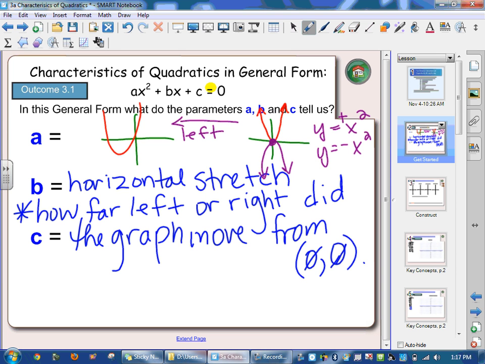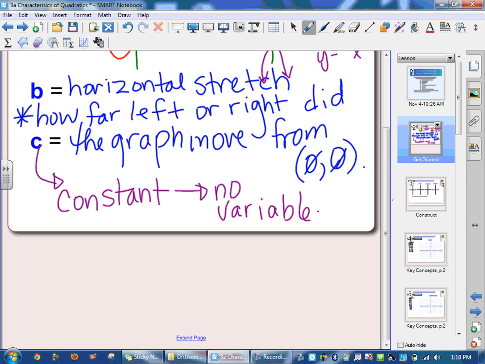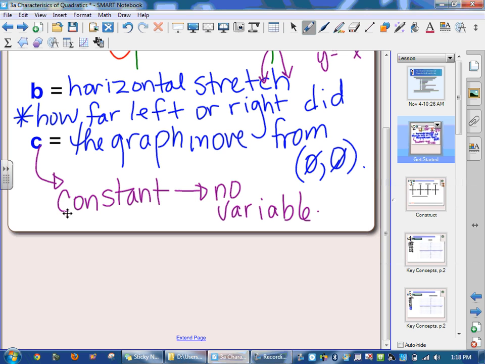Well, we know C is the constant. C stands for the name constant. Constant, which means there's no variable. And what do we know about the constant in any equation? It's a location on the graph. What is it? Always, always, always. The constant is the same thing as saying the y-intercept, which means that's where it touches the y on the y-axis.